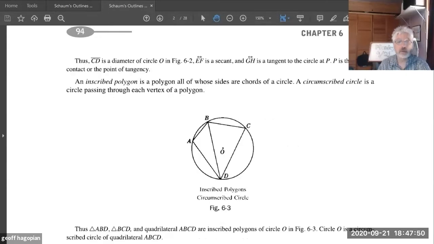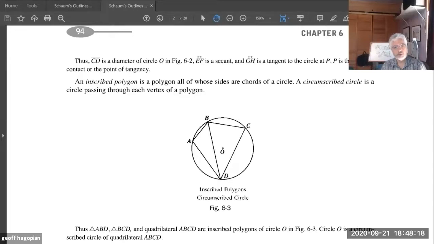So here's an inscribed polygon, yeah, with its circumscribed circle. So an inscribed polygon is a polygon all of whose sides are chords of the circle. And the circumscribed circle is a circle passing through each vertex of the polygon. Now, every triangle has a circumscribing circle, right? But not every quadrilateral does.